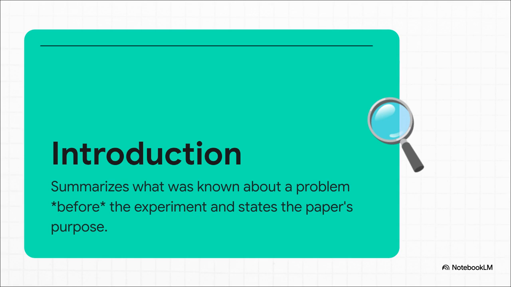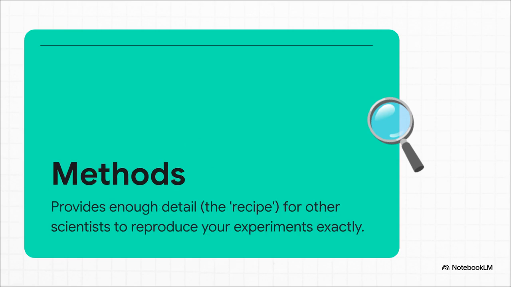First up, the introduction. This is the top part of the hourglass. It starts broad by telling you what we already know about a topic, then it narrows down to a specific gap in our knowledge, and it ends by telling you the exact question this paper is going to answer. Next up, methods. If the introduction was the why, the method section is the how. Think of it like a super detailed recipe. It has to be so precise that another scientist anywhere in the world could follow it and get the exact same result. This is absolutely crucial for science to be trustworthy.